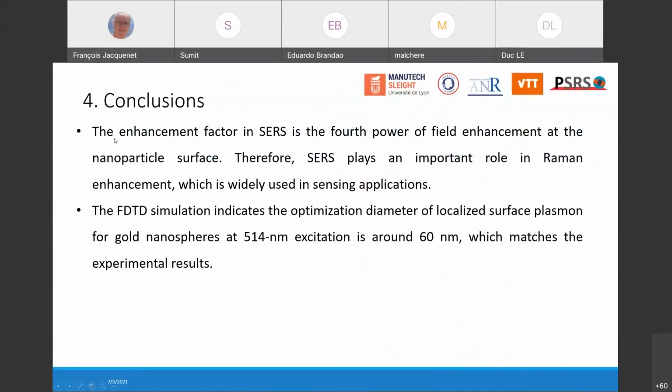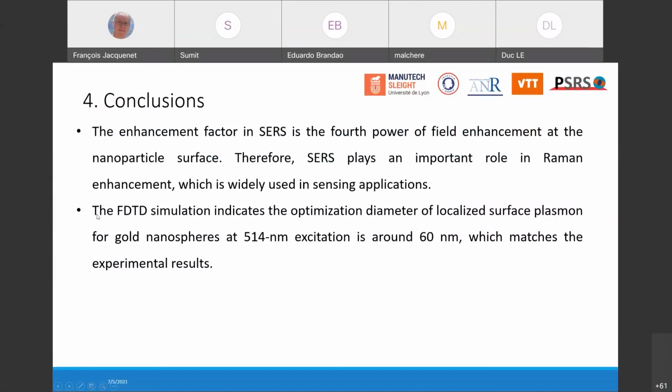So in conclusions, the enhancement factor of SERS is the fourth power of the field enhancement at the nanoparticle surface. So for example, if the gain factor equals 10, the enhancement will be 10,000 times. It's very huge. Therefore, SERS plays an important role in the Raman enhancement, which is widely used in sensing applications.